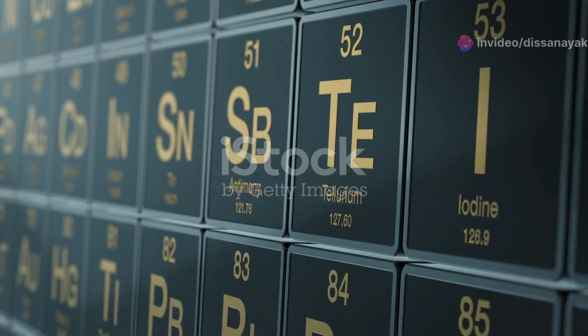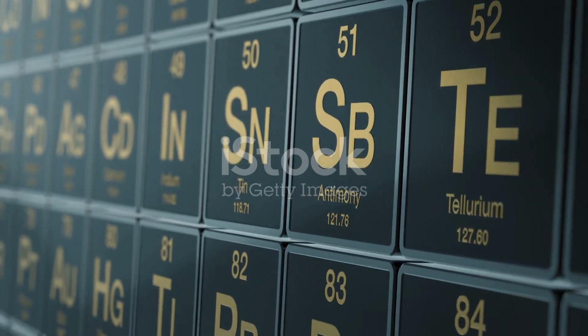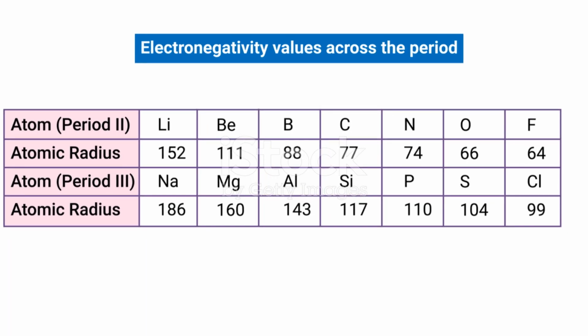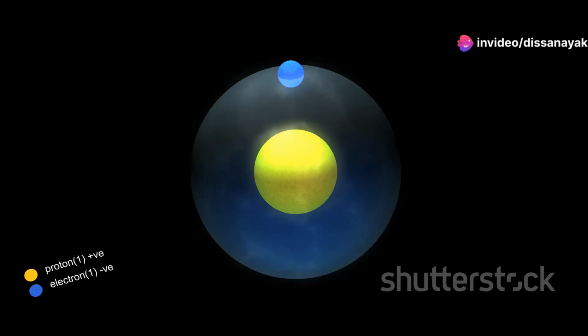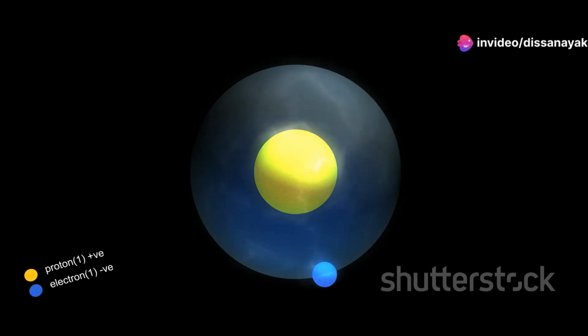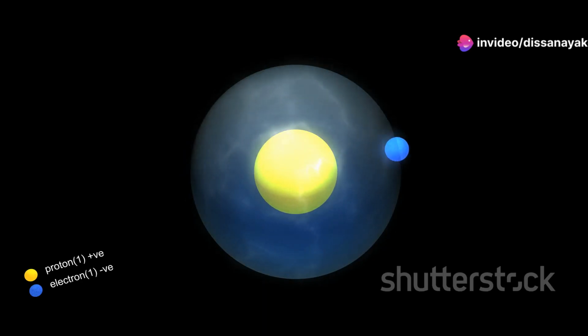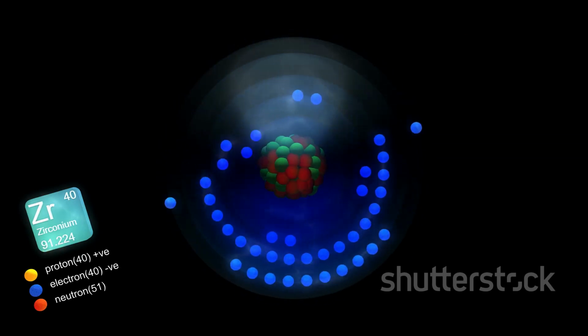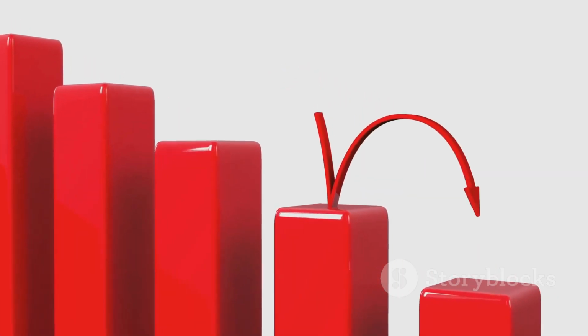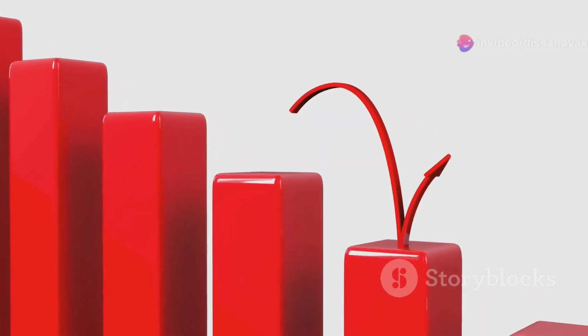Now, let's take a trip to the periodic table, the chemist's roadmap. As we move across a period, from left to right, electronegativity generally increases. Why? Because atoms get smaller across a period due to increasing nuclear charge, and that means a stronger pull on those electrons. Going down a group, from top to bottom, electronegativity generally decreases.